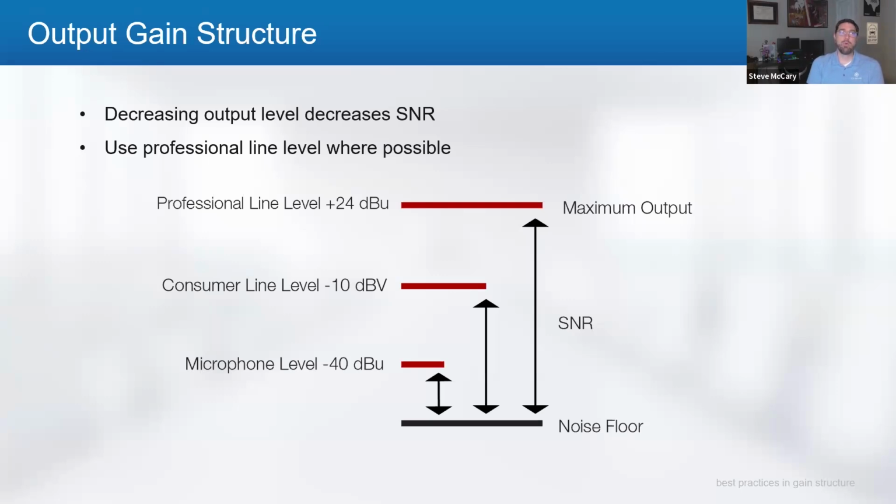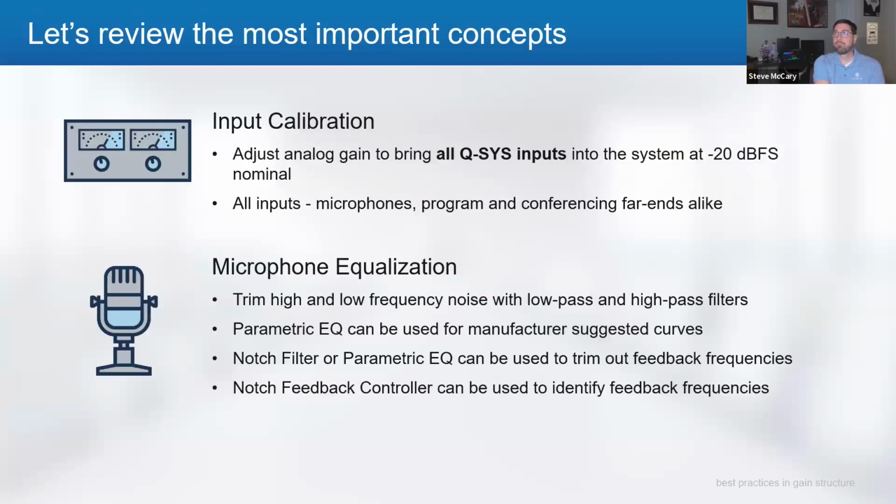Really, it just means that if you are trying to feed something that is coming in at mic level, you are going to have a much smaller signal to noise ratio to work with. So when you can, please use professional line level equipment if you're using anything line level at all.